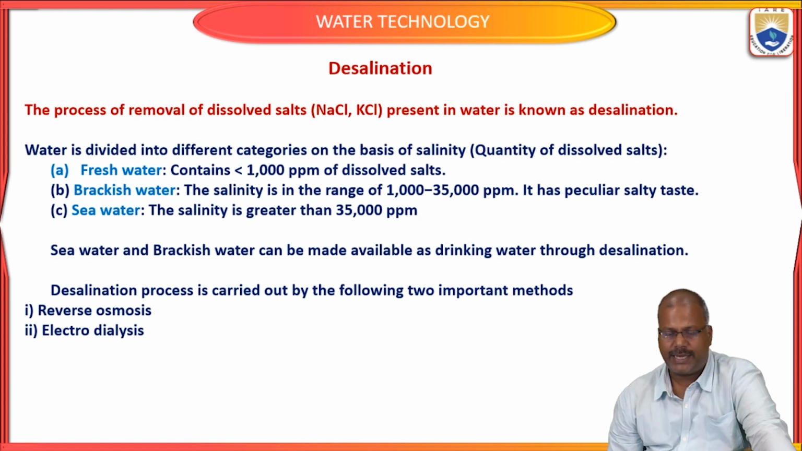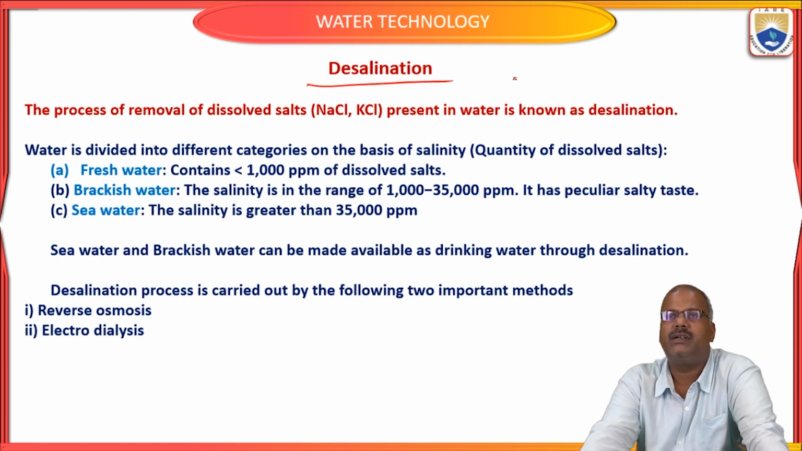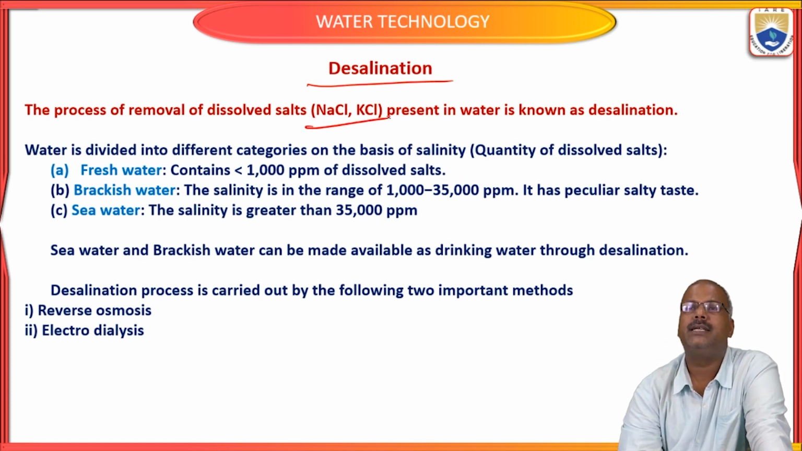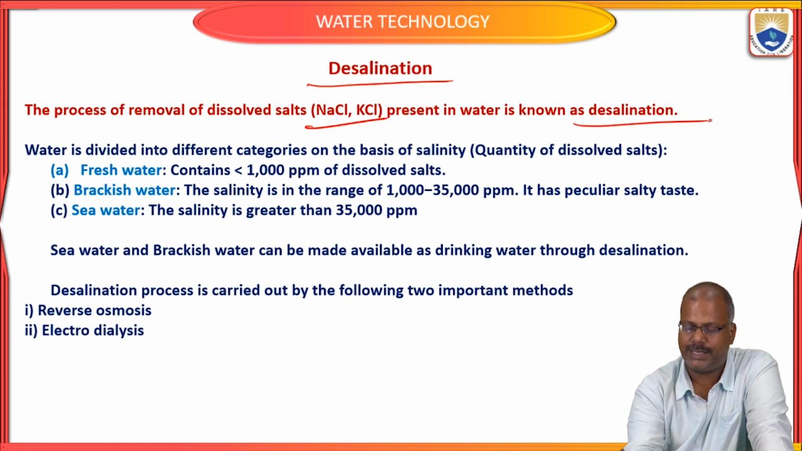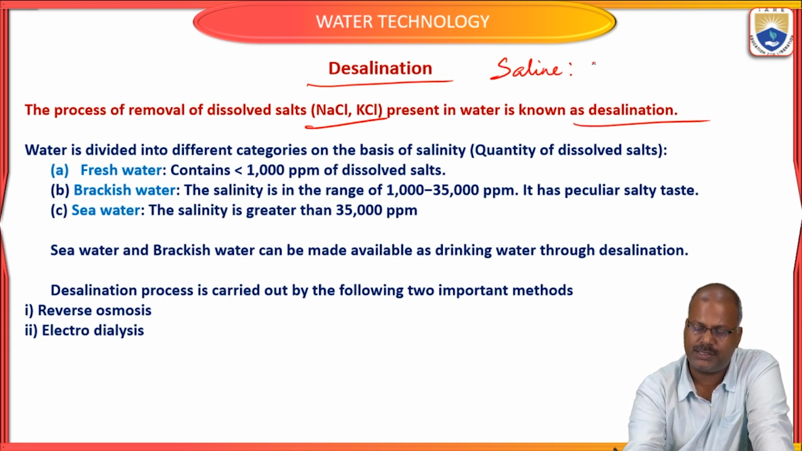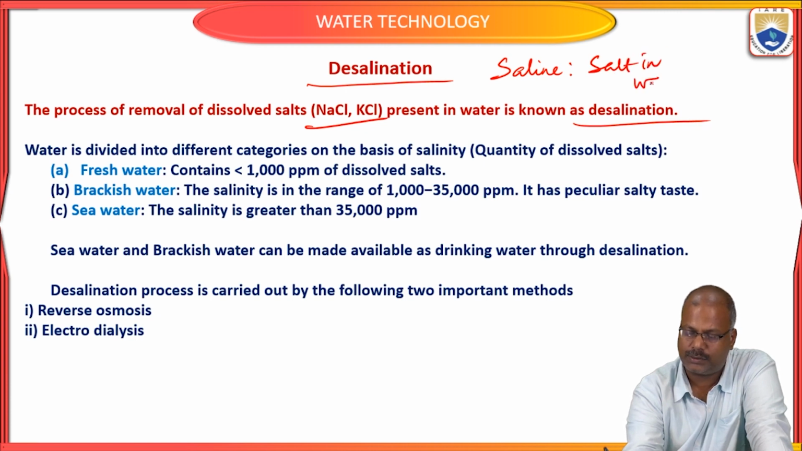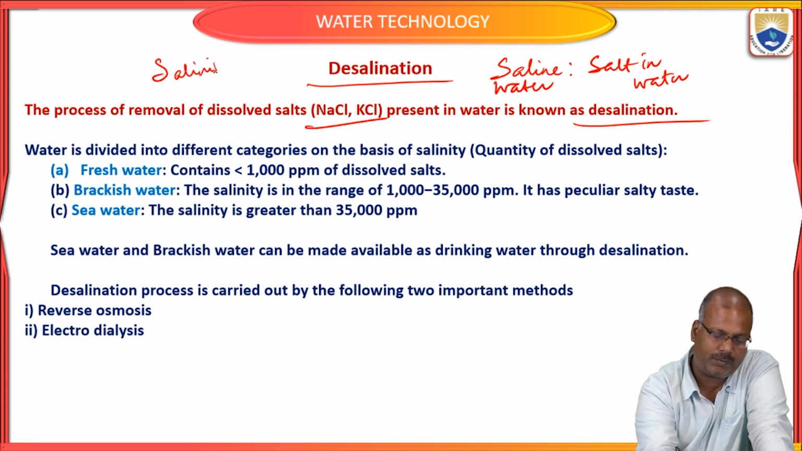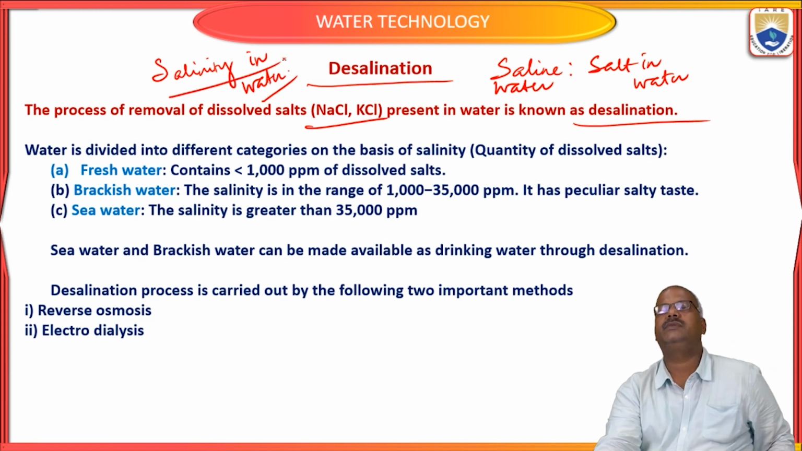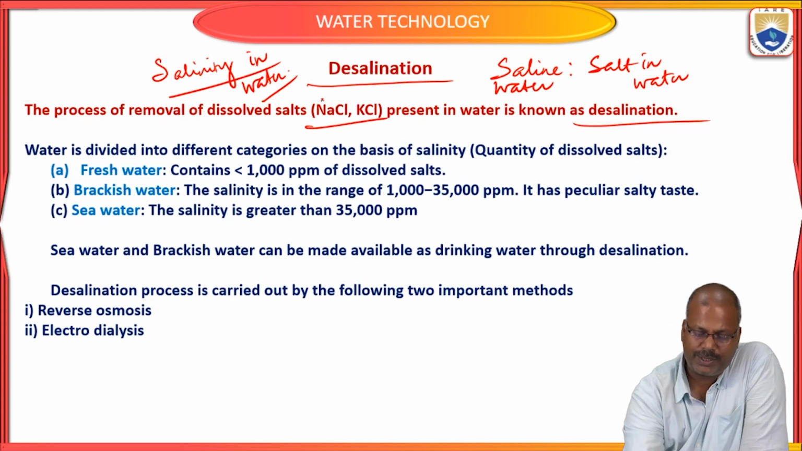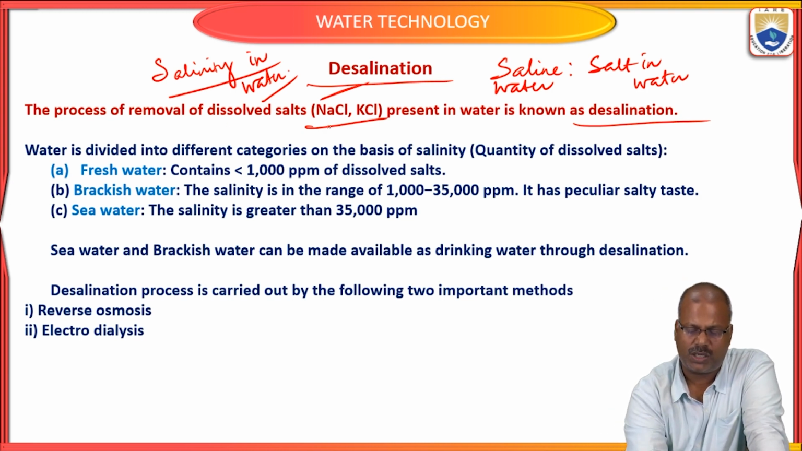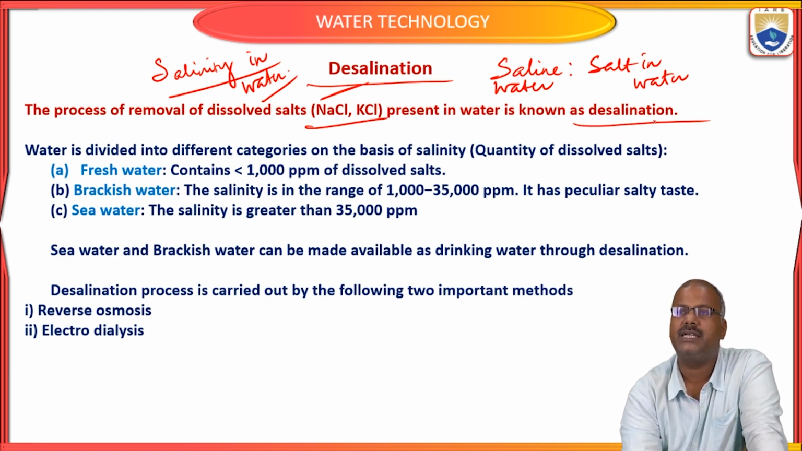Okay, next is desalination. What is meant by desalination? Desalination is the process of removal of dissolved salts, for example NaCl and KCl, present in water. What is meant by saline? Saline means salt in water, saline water. Salinity means salty taste in water, which comes majorly from NaCl. So the process of removal of dissolved salts, NaCl, KCl, present in water is known as desalination.